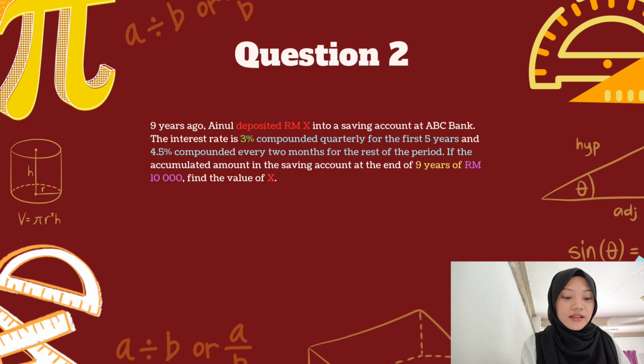9 years ago, I deposited RM X into a savings account at Ibtisam. The interest rate is 3% compounded quarterly for the first 5 years and 4.5% compounded every 2 months for the rest of the period. If the accumulated amount in the savings account at the end of 9 years is RM10,000, find the value of X.